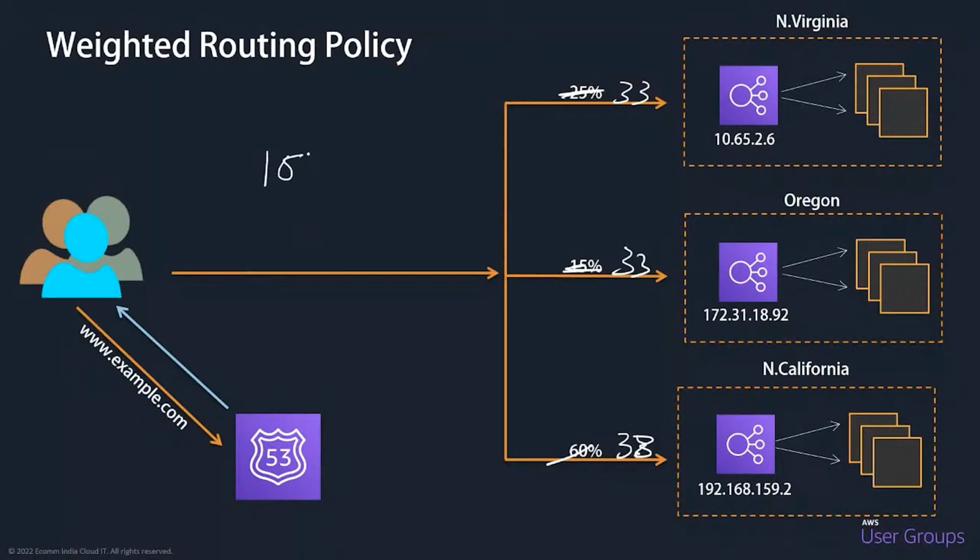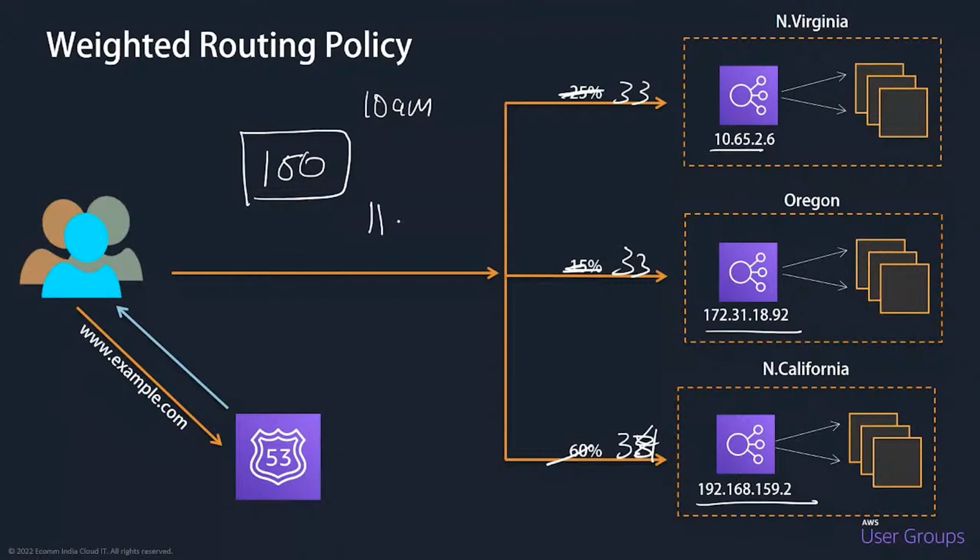I'm going to try to explain this to you. If 100 users come in at 10 a.m. and request the site IP, 33 of them will get this one, 33 of them will get this one, and let's say 34 here. Okay, 34 of them will get this one.